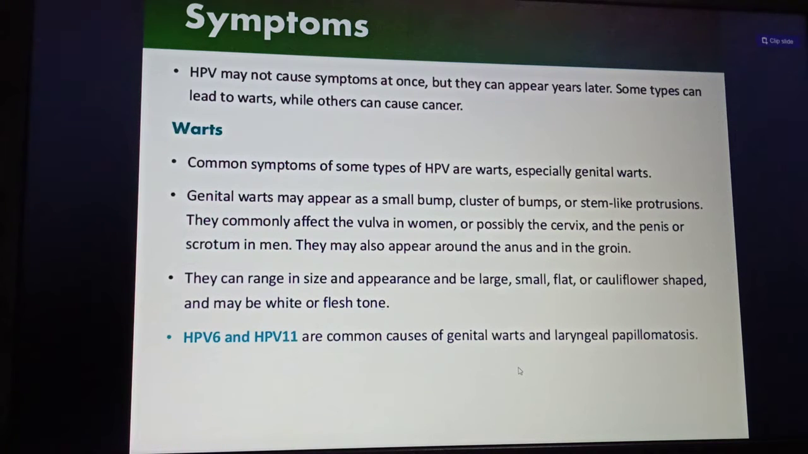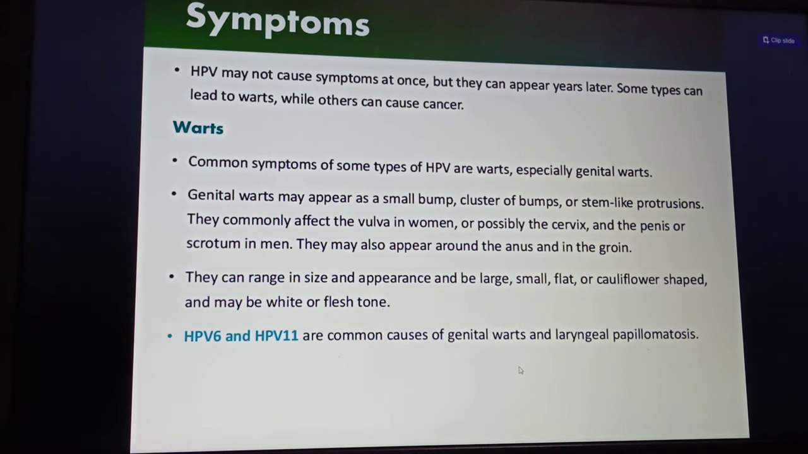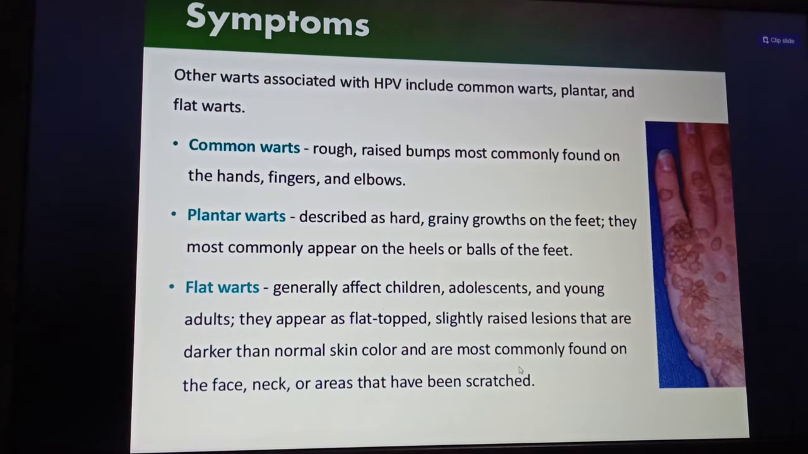Over the skin structure, in women the vulval area is affected, and in males the penis or the scrotum, since it is a sexually transmitted disease. They may also appear around the anus or the groin region. The shape of these warts looks like a small, flat cauliflower. I'll show you the picture of how this papilloma virus looks.